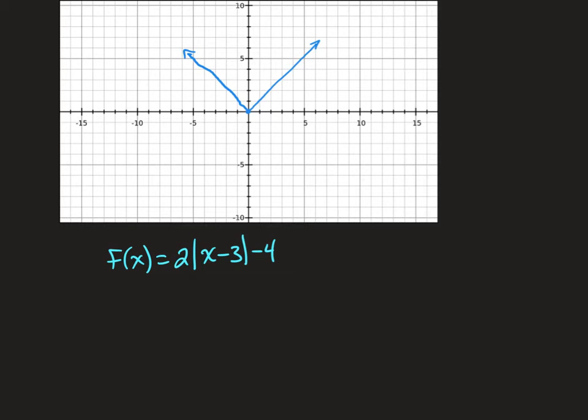Now this 2 in front is going to vertically stretch. So vertically, right up and down. And we know it's up and down because it's not inside with the x. This is the inside. It's on the outside with the y. So we're going to vertically stretch by 2. That means everything's going to become twice as far away from y equals 0. So here's what that looks like.